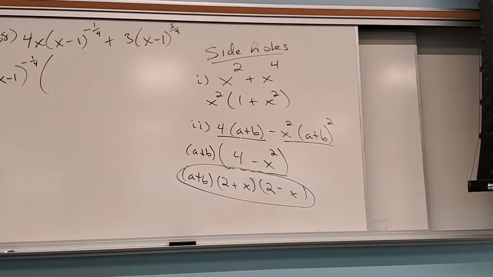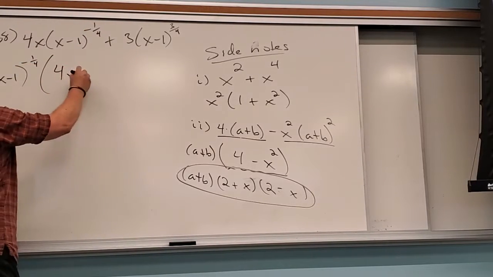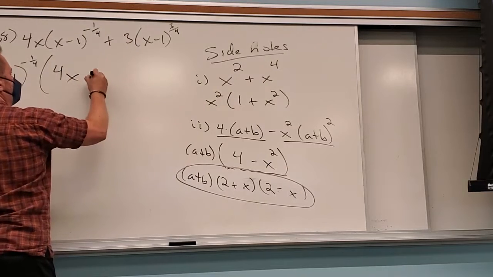All right, now here's where things get weird. The first piece is going to be really simple. If I take this out, what's left in the first term? 4x. All right, that was nice. What happens to this one?